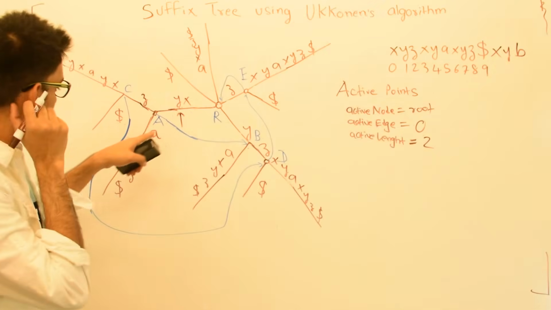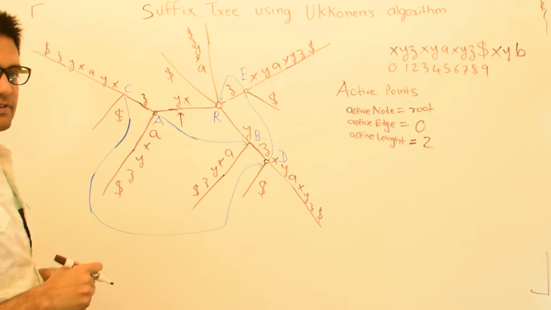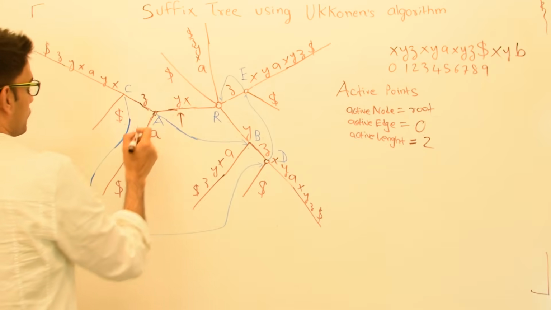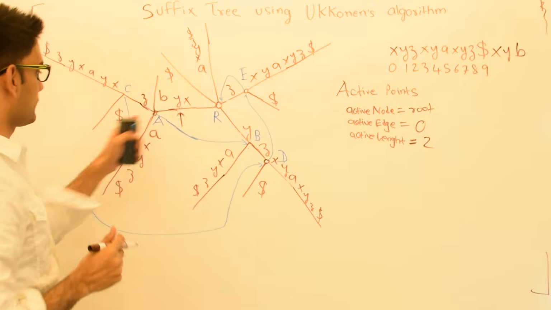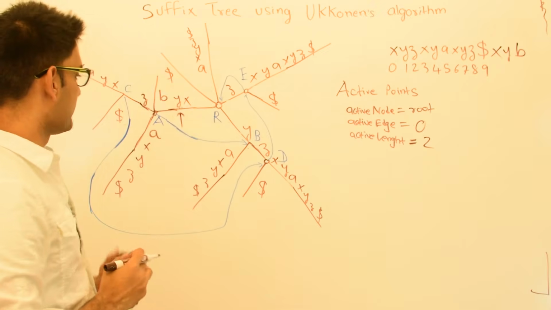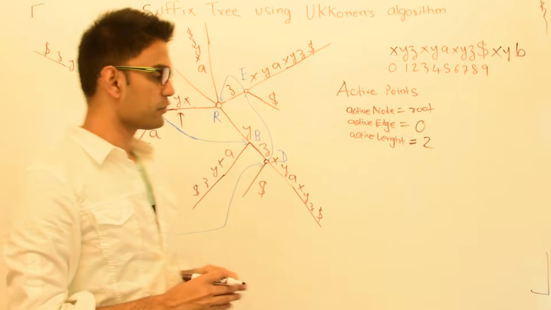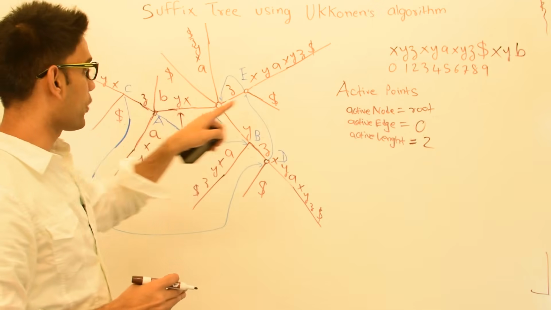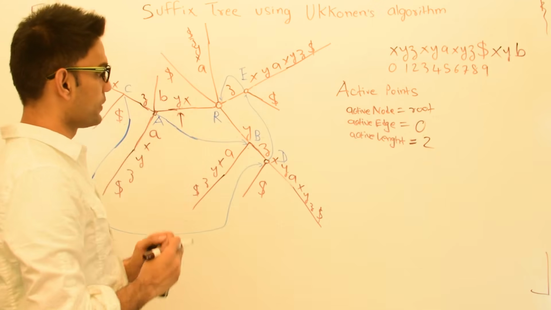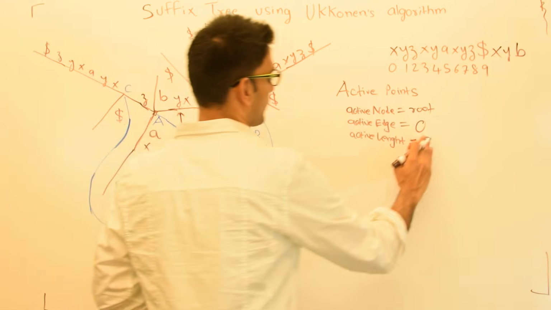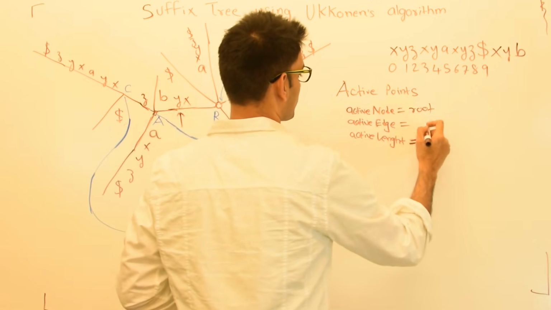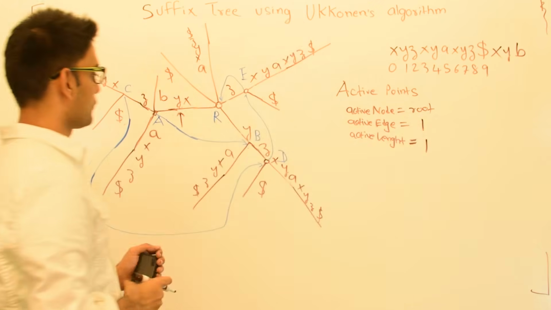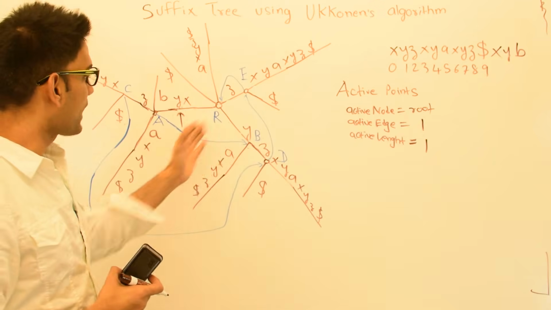So from y, there is a path to x and there is a path to z. So there is no path to b. So we create a path to b from here. This is a rule 2 extension. Then we check, is the active node root? So the active node at this point is root. So what we do is we just decrement our active length by 1. So this becomes 1. And increment our active edge by 1. So this becomes 1 again. So then we start continuing from that point.